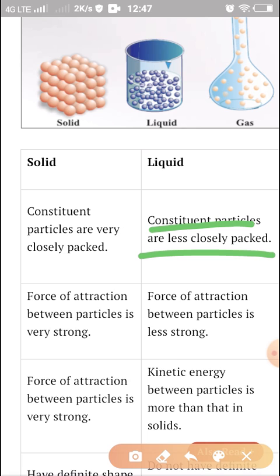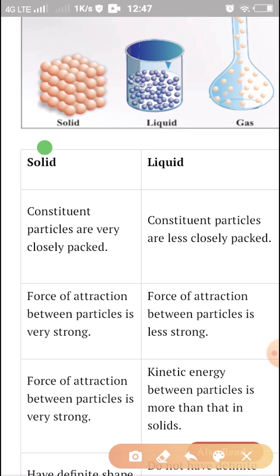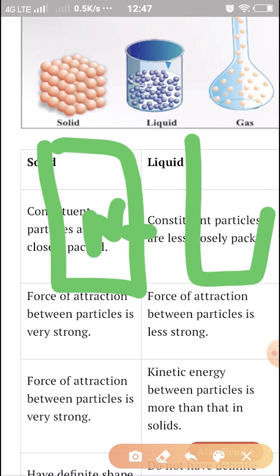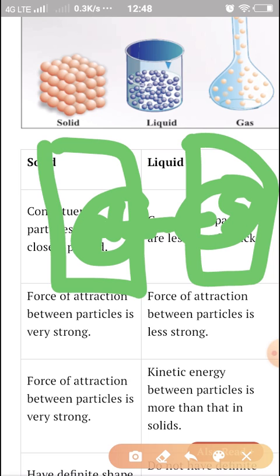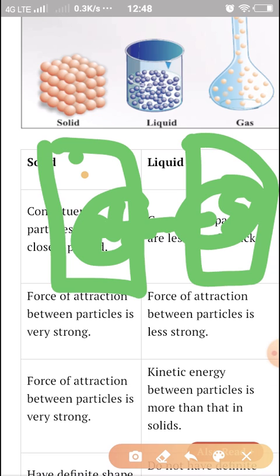When we talk about force of attraction, let's take the example of a magnet. This is one magnet, and it has the north pole here and the south pole here. So would they attract each other or repel? Comment down. Yes, they would attract each other. Let's take this magnet as one component of solid.